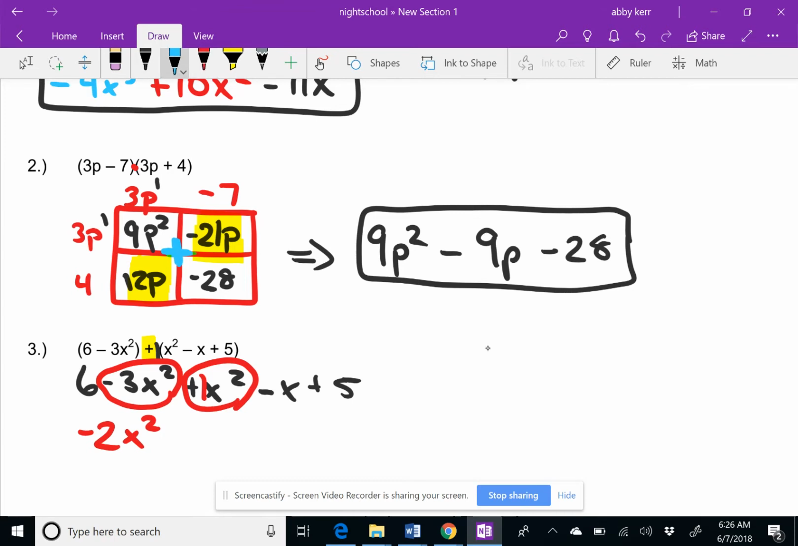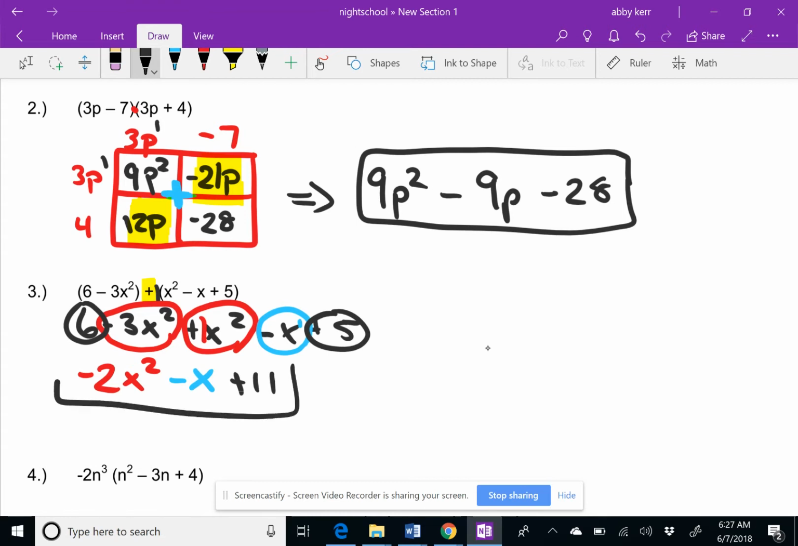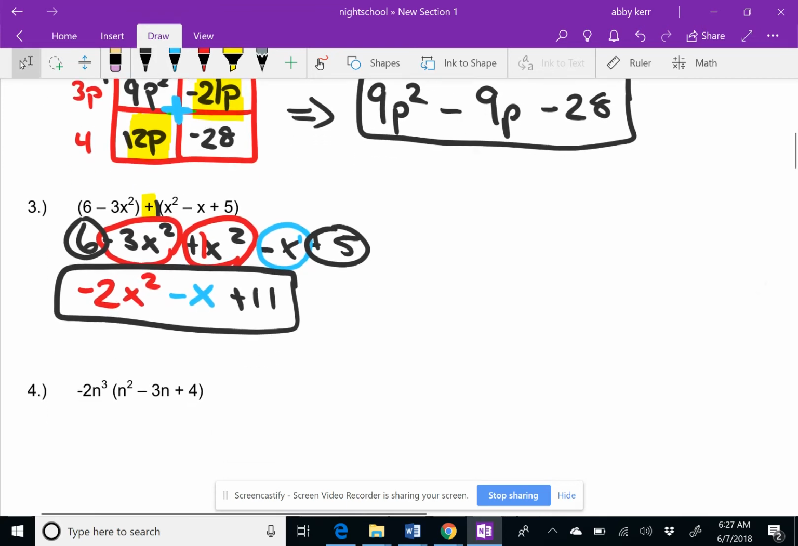Then you find the next highest exponent. So that is exponent of 1. So that is negative x, because that doesn't combine with anything. And then lastly, we have the 6. And then we have the plus 5. So that gets us plus 11. Now that is officially in standard form. Highest exponent down to the lowest exponent.